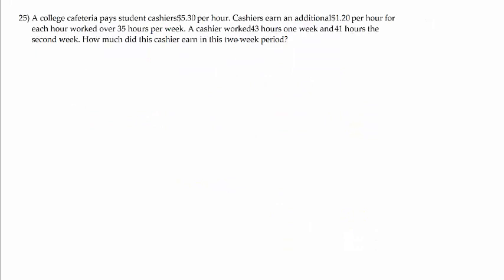For number 25, a college cafeteria pays student cashiers $5.30 per hour. Cashiers earn an additional $1.20 per hour for each hour worked over 35 hours per week. A cashier worked 43 hours one week and 41 hours the second week. How much did this cashier earn in the 2-week period?